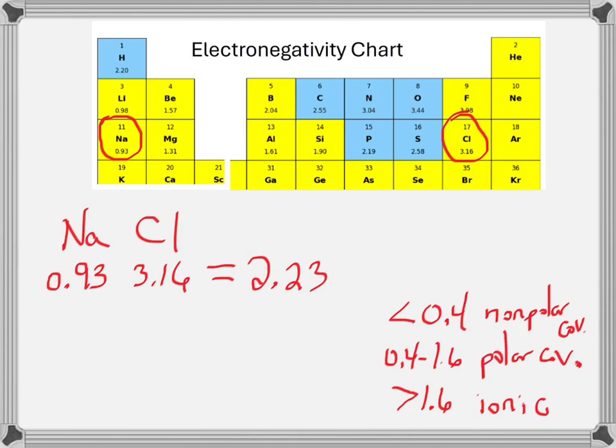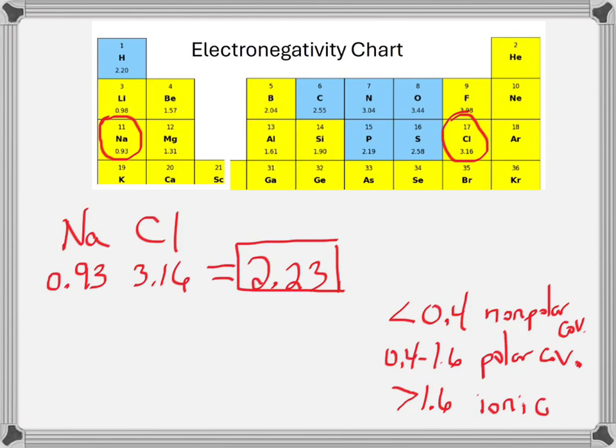And so we look here and we can see that the difference between them is 2.23. That tells us it's an ionic bond. That's a big number. It's greater than 1.6. And you probably know this from Gen Chem. You knew this was ionic. But now we can see how we can calculate that to determine if it is ionic or not by using the electronegativity chart.